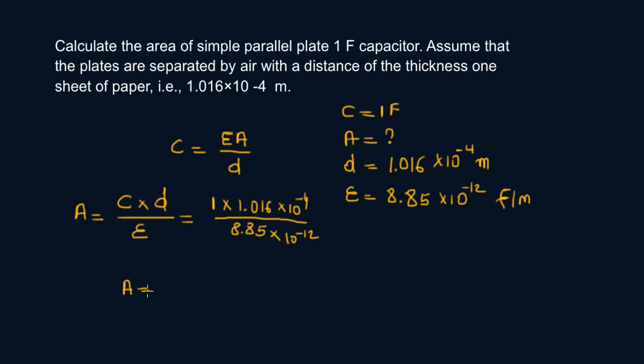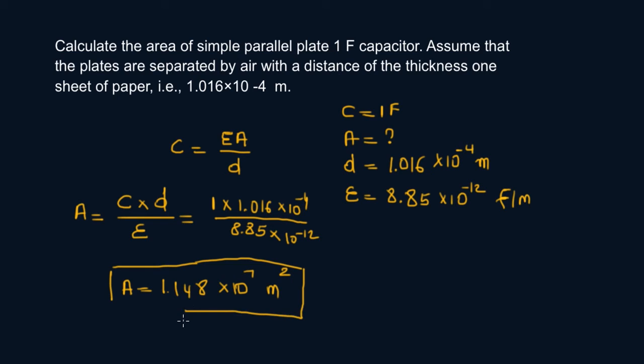So the area turns out to be 1.148 times 10 to the power 7, and the unit is meter squared, since area is meter squared. So this is the final answer to this problem. Fairly straightforward, but understanding, I guess, knowing where to look and knowing where to find the formula quickly, that's pretty much the point of this. All right.